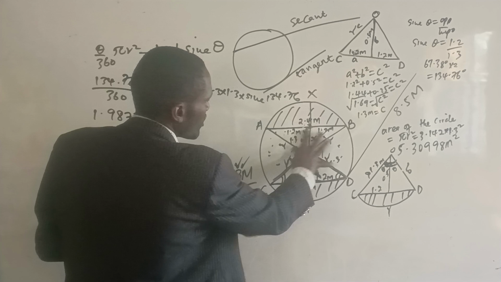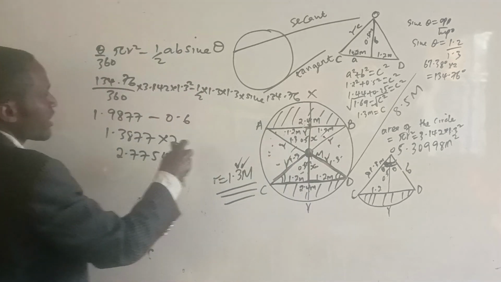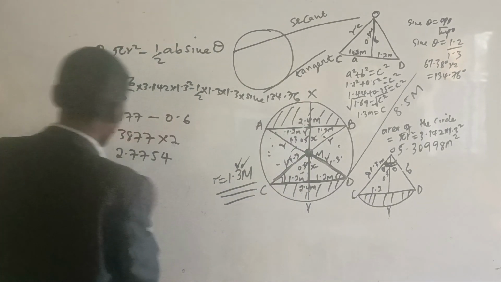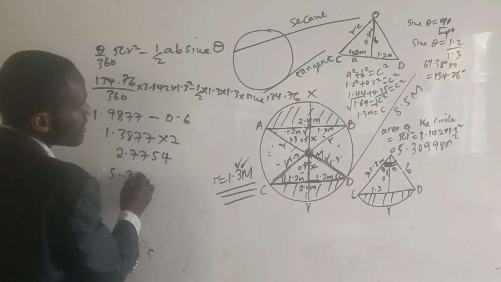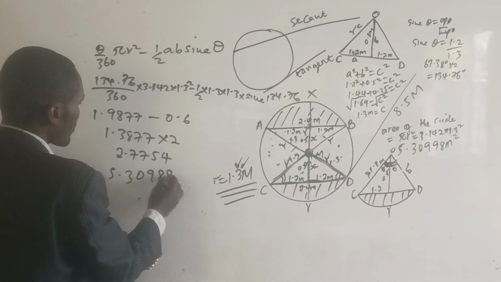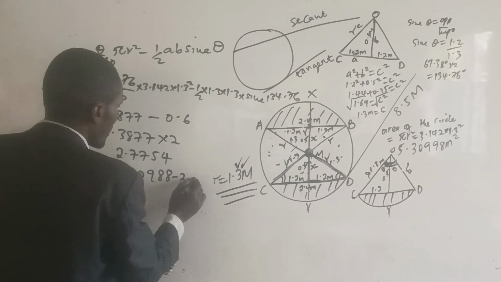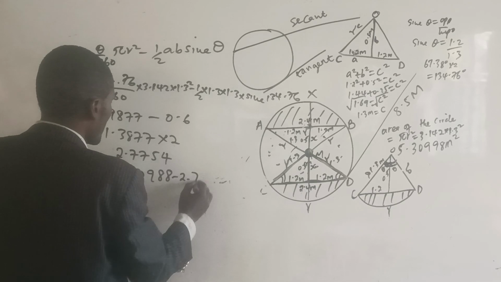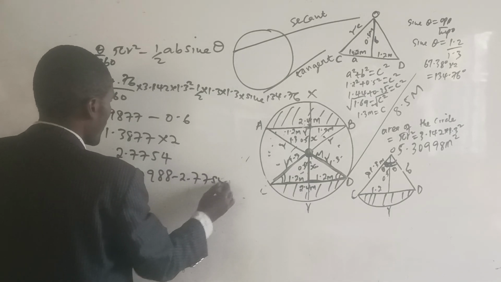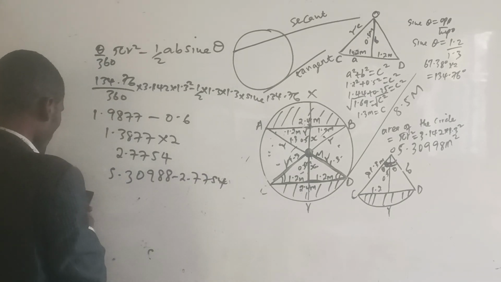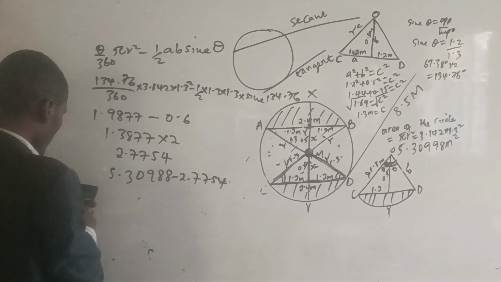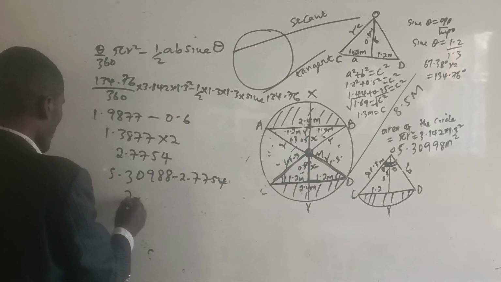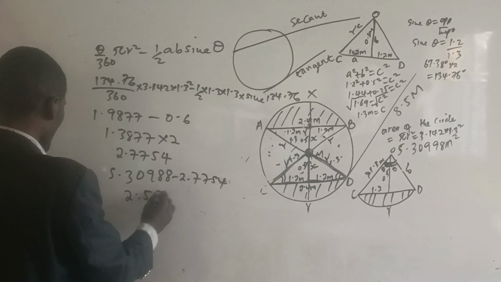So to get the area of this cross section, I'll take the whole area of the circle, which is 5.30988, minus 2.7754. So I'll have 2.534.